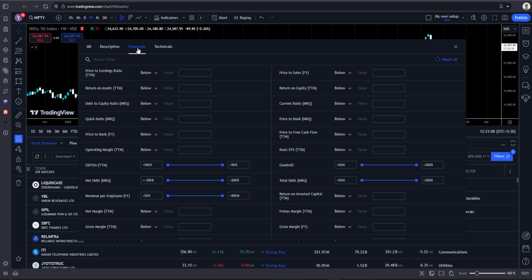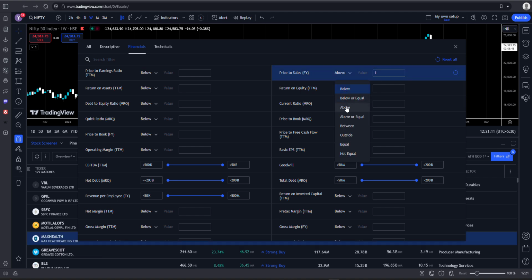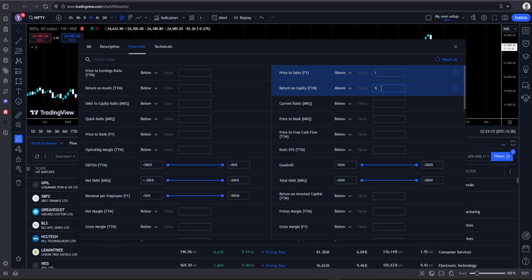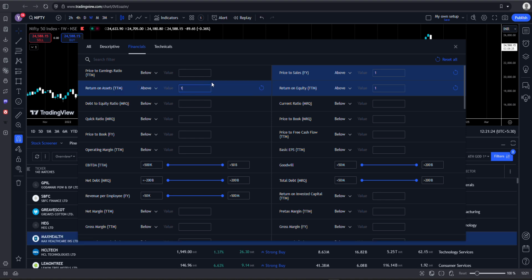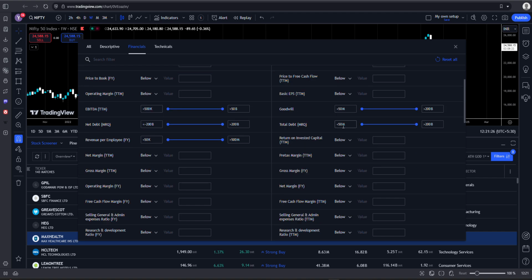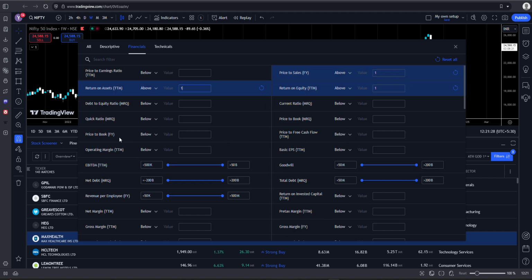Once you have come to financials, you don't have to do anything else, guys. Just put price to sales above 1, return on equity above 1. You got my point, guys? And return on assets above 1. That's it, guys. Once you have done it, don't change any of the numbers mentioned here.